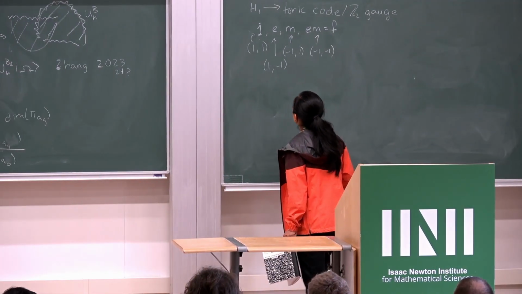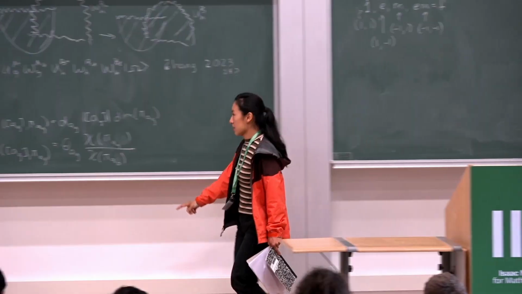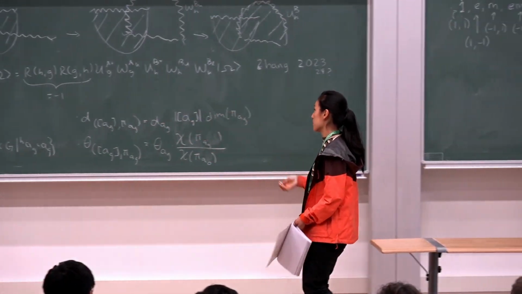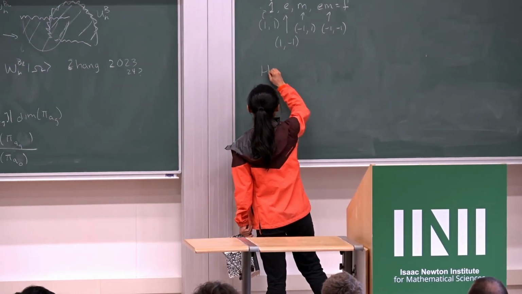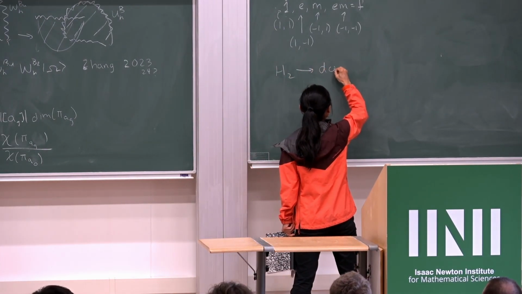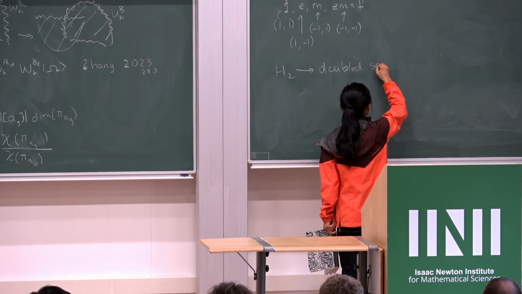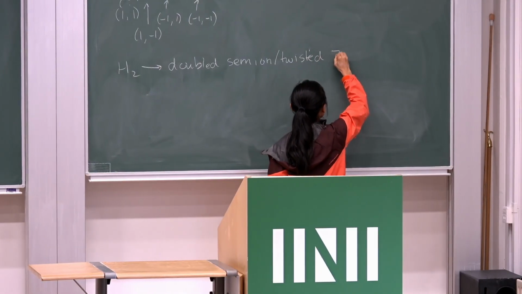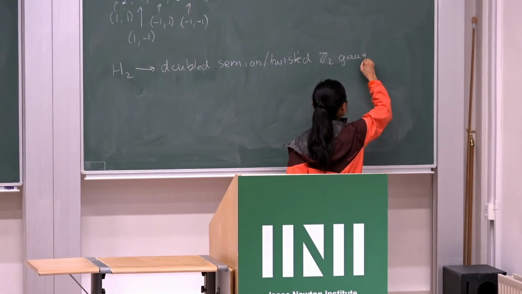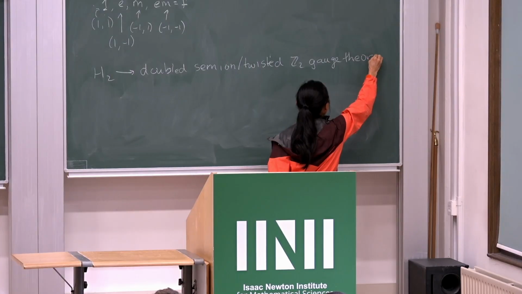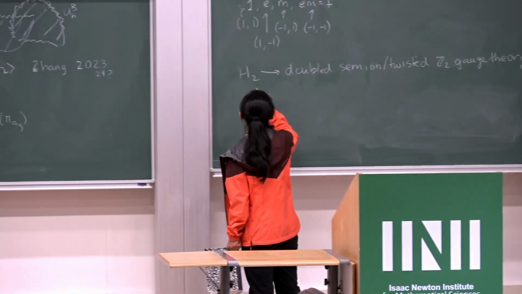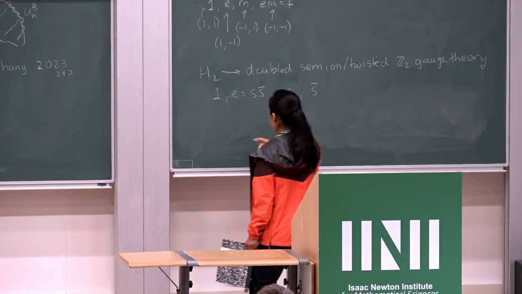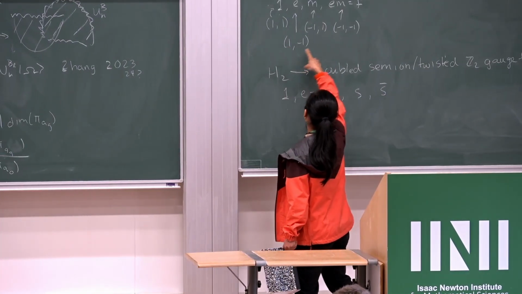On the other hand, if you take H2 and plug in the flux insertion operator, you can do this calculation on the lattice. You can compute it using the 3-cocycle. What you get is H2 maps to double semion. You have 1, and these guys, again, they have the same kind of labeling.